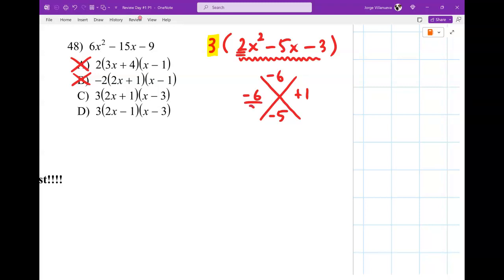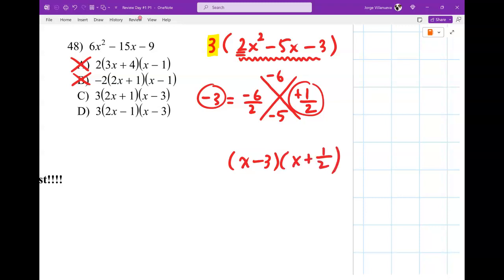So that's not my answer though, because remember I have a 2 right here. So I got to divide everything by 2. So this becomes a -3, and this stays a positive half. So my answer is x minus 3, x plus half, and there's a 3 in the front. So that's 3 times x minus 3 times 2x plus 1. So my answer is C.